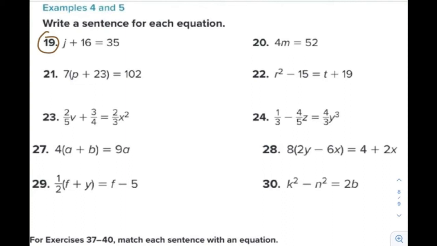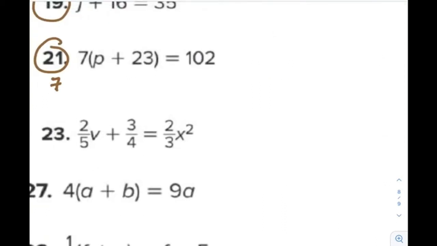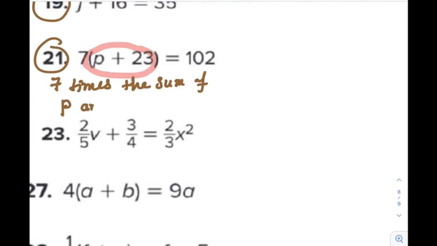But here, for example, you have to be careful. What can we say here? We have to say 7 times. And since it is a quantity here, you have the choice to say 7 times the sum of a number p and 23 is as much as 102. We can also say 7 times the quantity p plus 23 is equal to 102. This is also correct.